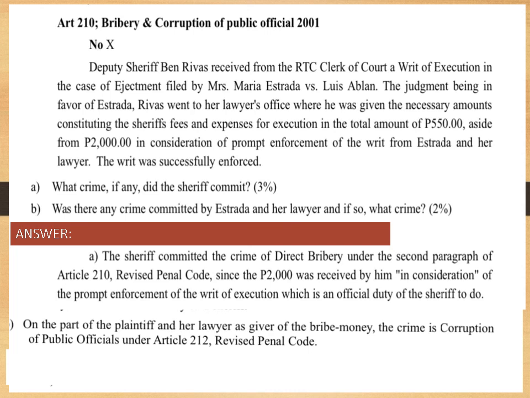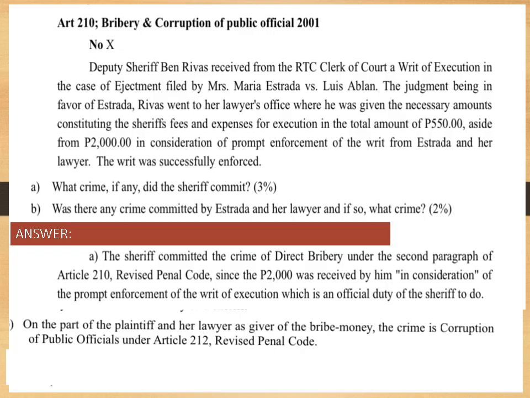Aside from the 550 pesos, binigyan din siya ng plaintiff at ni lawyer ng another amount of 2,000 pesos. The purpose of the 2,000 pesos is he will promptly enforce the writ of execution. So the writ was successfully enforced. Letter A question is, what crime, if any, did the sheriff commit? So the answer there is the sheriff committed the crime of direct bribery under the second paragraph of Article 210, since the 2,000 pesos was received by him in consideration of the prompt enforcement of the writ of execution, which is his official duty to do.